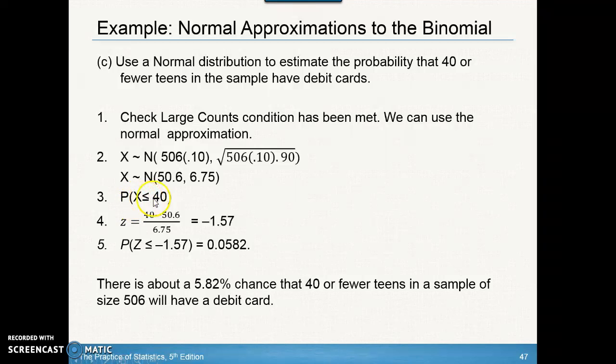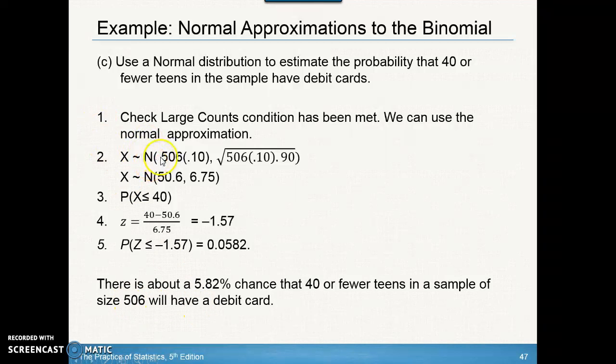Now we're asked to estimate the probability that 40 or fewer teens have debit cards. So probability that X is less than or equal to 40, well, we're back to using our z-scores. So we're going to find our z-score. Data value 40 minus the mean, 50.6, divided by the standard deviation gives me my z-score. Probability that z is less than or equal to negative 1.57 is about 5.82% that 40 or fewer teens in a sample size of 506 will have a debit card.